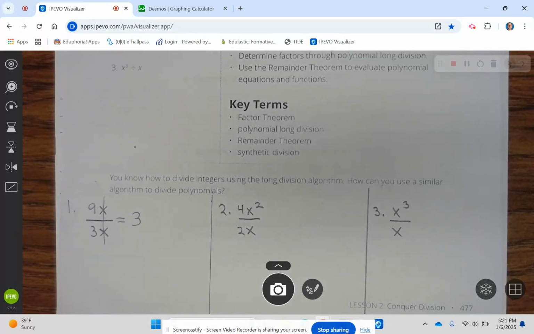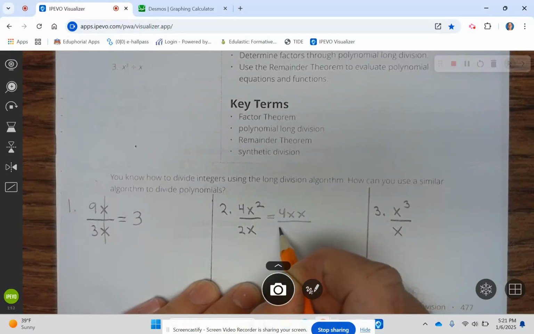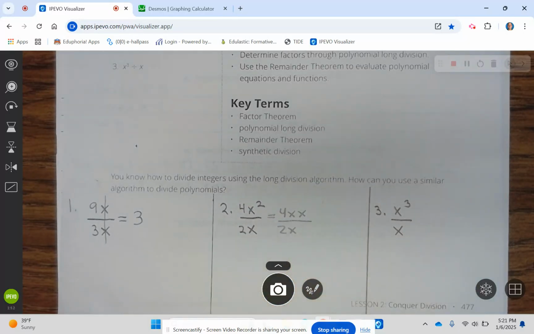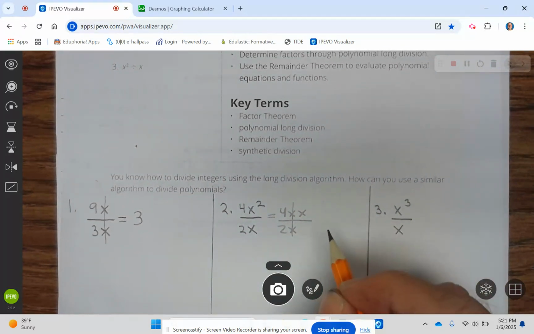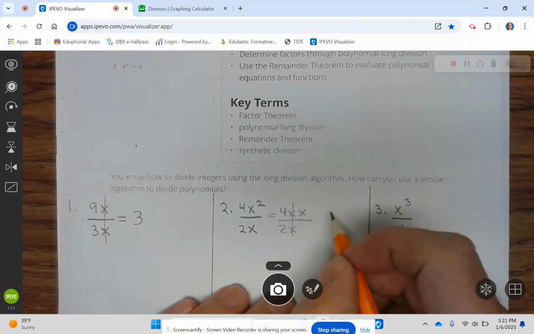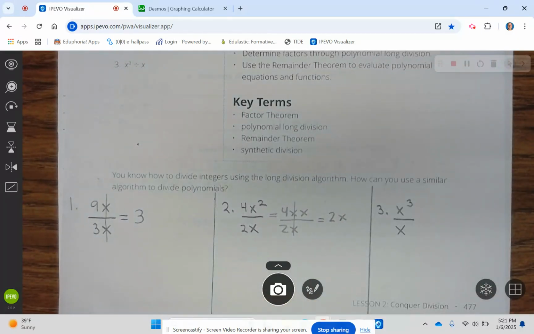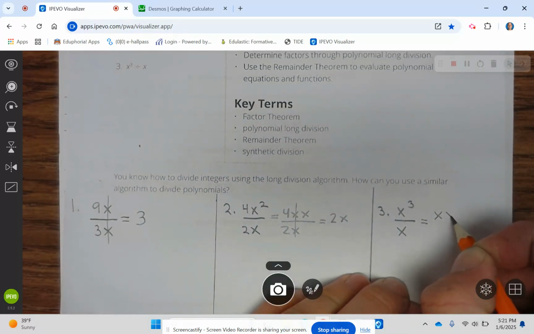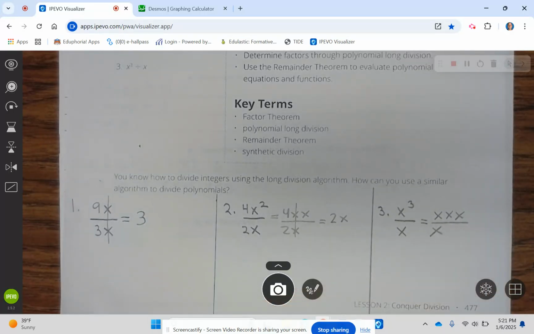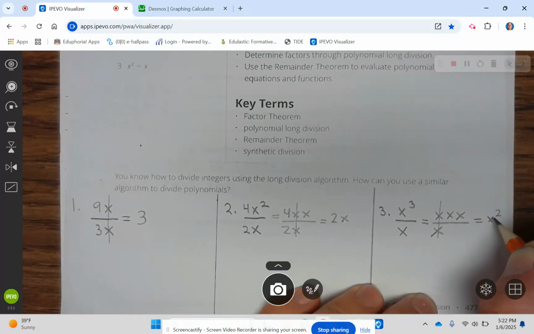Now, 4x squared divided by 2x can be written as 4 times x divided by 2x. Well, x divided by x is 1. 4 divided by 2, excuse me, 4x divided by 2 is 2x. Okay, and then x cubed divided by x can be written as x times x divided by x. Well, x divided by x is 1. x times x is x squared.